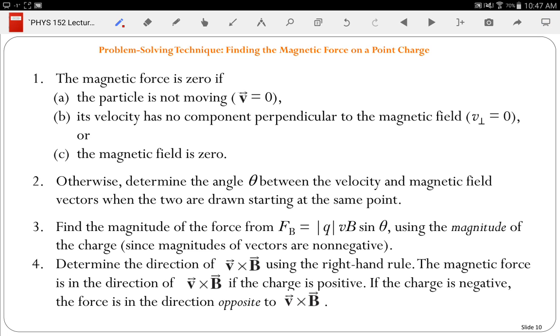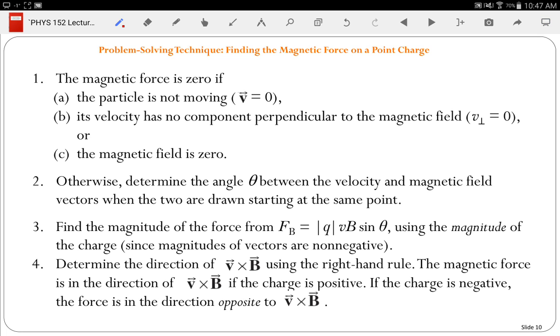So here is my actual step-by-step process. It comes from a different textbook, but I'm going to claim it as my own. So the magnetic force is 0 in 3 situations. It's always useful to look for those 3 situations because you can make things quicker by recognizing, oh, that's a 0.